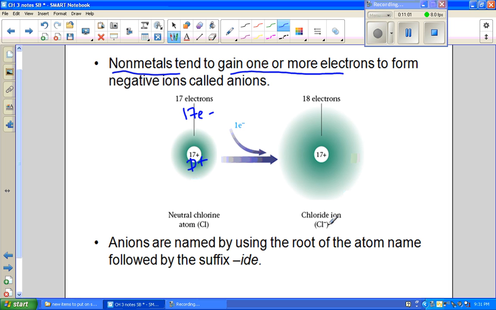Well, what happens for it to become a chloride ion? Remember, ion means that it's charged. I have a -1 here, because I found out that I have 18 electrons, I have 17 protons. Well, if I do the math, that is overall a -1 charge. You don't need to really worry about this. They have an -ide ending. We're going to do the naming in the next chapter.